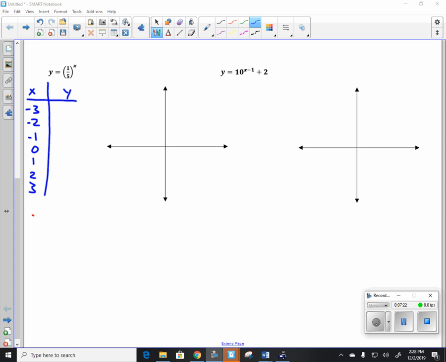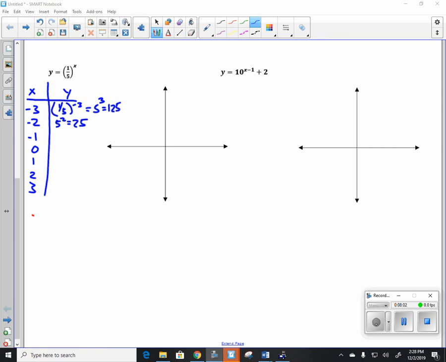And I'm going to start by plugging in the negative 3. I get 1/5 to the negative 3 power. What do you do when you get something to a negative power? Yeah, you put it where it's not. You flip it. So this ends up being 5 to the 3rd. What's 5 to the 3rd? 125. So the next one will be 1/5 to the negative 2. 1/5 to the negative 2 is the same as 5 squared, or 25.